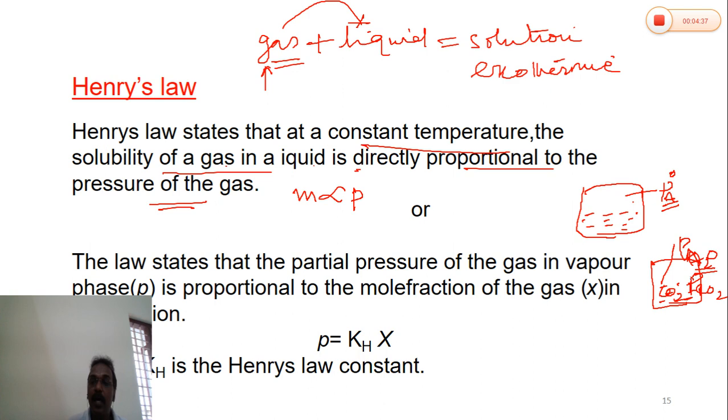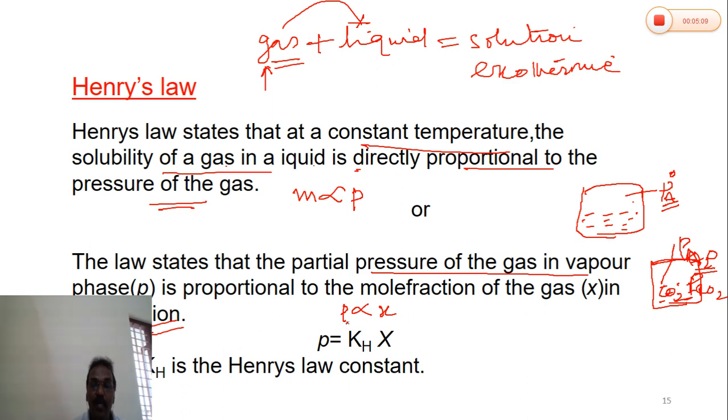Now, when two components are there in a solution, each component exerts pressure. That pressure is directly proportional to its mole fraction. So we can write that partial pressure is directly proportional to mole fraction. So Henry's law can be stated in this way also: the partial pressure of a gas in the vapor phase is proportional to the mole fraction of the gas in the solution.